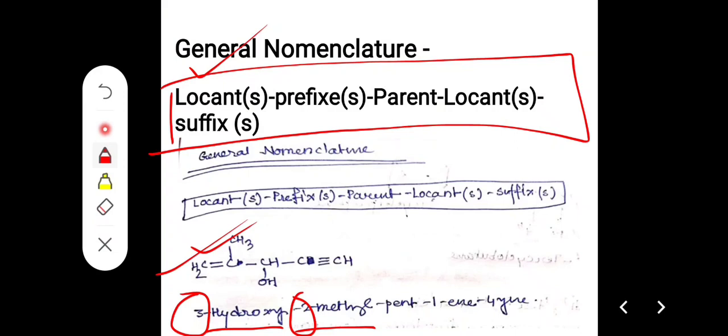So we can term it this way: 3-hydroxy, because the parent compound is pent, that is, 5 carbons are attached, and in the 5 carbon atoms the 3 position has OH attached, so we term it 3-hydroxy. The 2 position has a methyl group, so 2-methyl, and then the parent compound pent, and then suffixes, that is, the 1 position has ene and the 4 position has yne. So we can derive all of the IUPAC nomenclature.